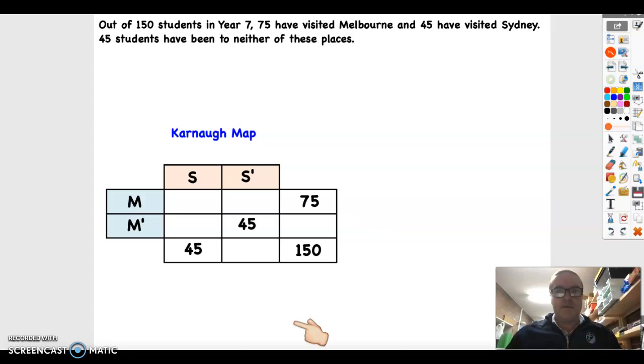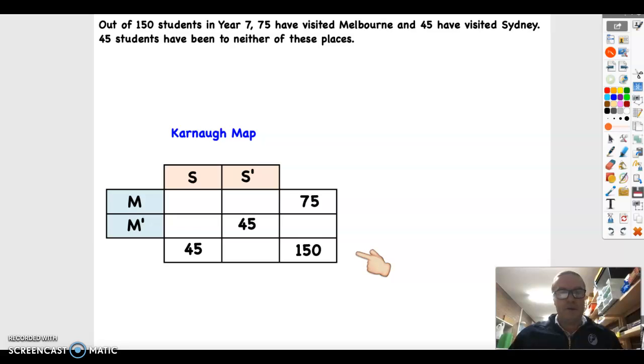Straight out of the information given, I've started to put some information into the map. We have here 150 students in total. We know that 75 have visited Melbourne, and this is going to eventually constitute some students who have also been to Sydney, but some students who have been to Melbourne and not to Sydney. We're told that 45 students have been to Sydney, and we're also told that 45 students, this 45 here, have not been to Sydney, neither have they been to Melbourne. So neither of those places. So we've got an intersection there.